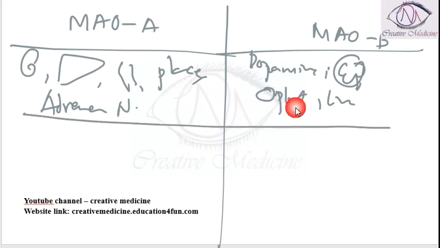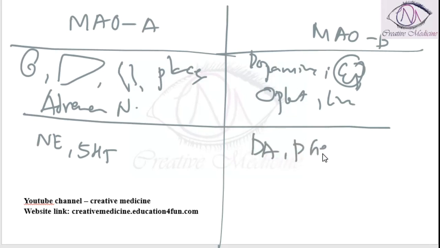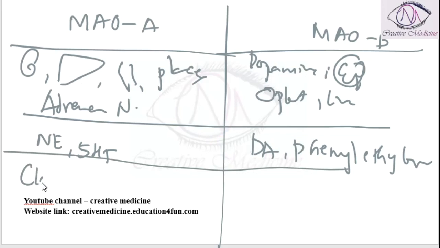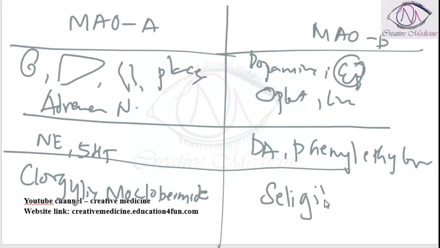The specific substrate of monoamine oxidase A is norepinephrine or 5-hydroxytryptophan or tryptamine, whereas the specific substrate for monoamine oxidase B is dopamine and phenylethylamine. The specific inhibitor of monoamine oxidase A is clorgyline or moclobemide. Clorgyline or moclobemide is a specific inhibitor of monoamine oxidase A, whereas selegiline is a specific inhibitor of monoamine oxidase B.